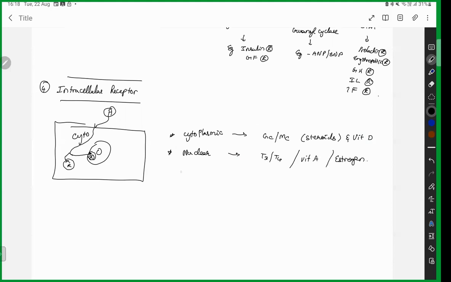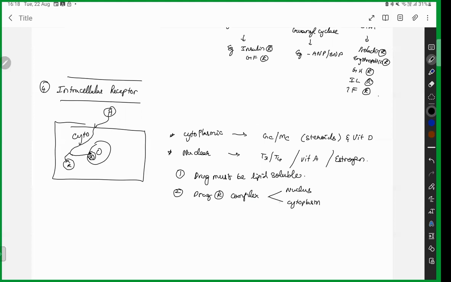Now, how does it act? First, the drug must be lipid soluble. That is the first and foremost rule. Second, there is a drug receptor complex formed either at the nucleus or at the cytoplasm.